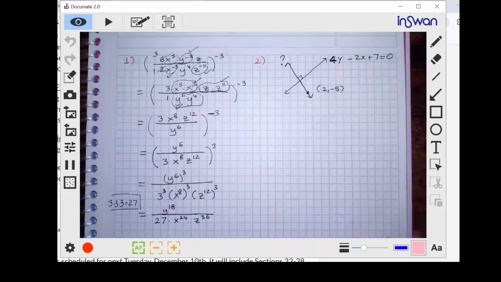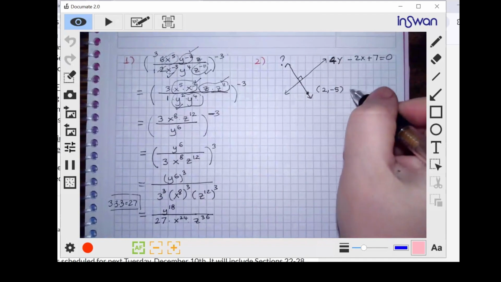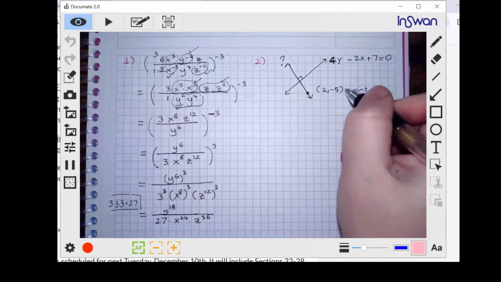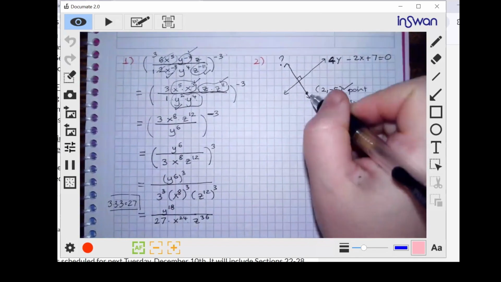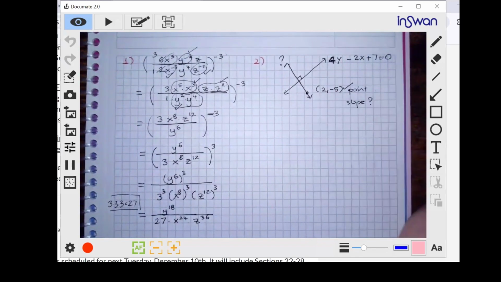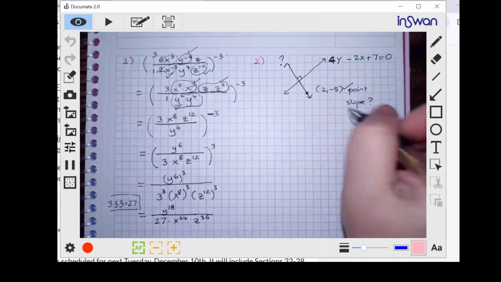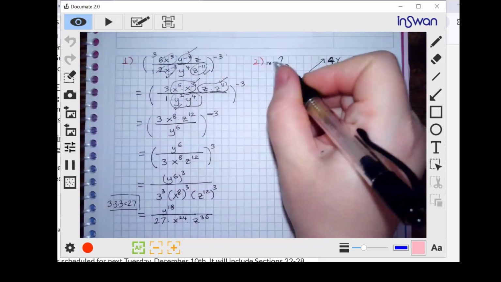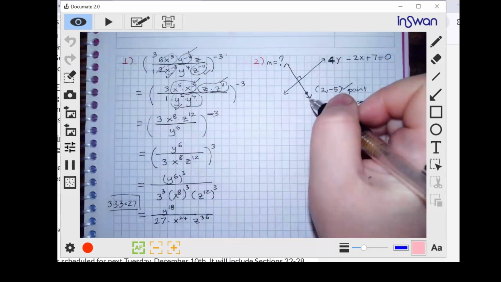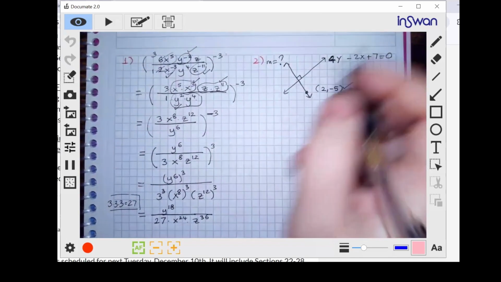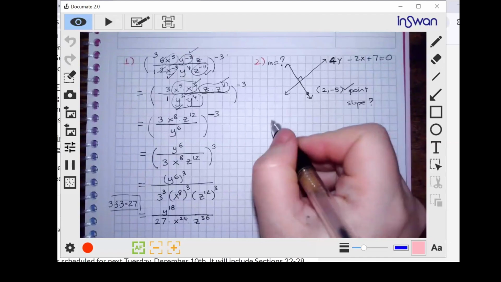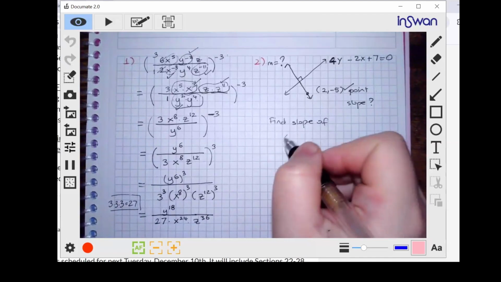To be able to write the equation, we need to know a point here, and we need to know the slope of the line, which we don't know. If we know the slope of this line, then we can write its equation. How do we find the slope? We first find the slope of this line.